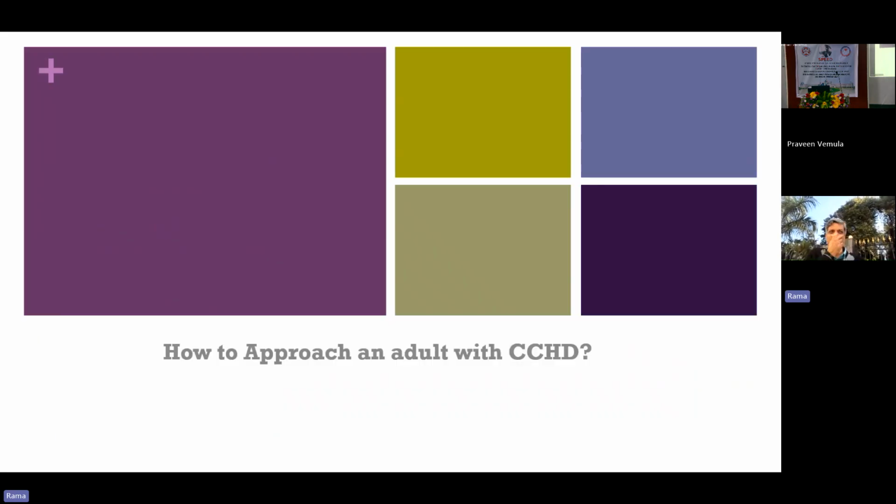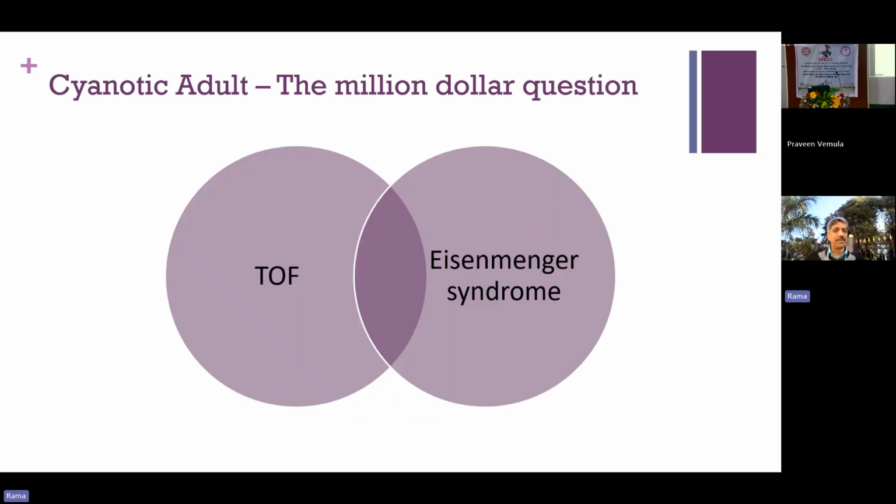So, how do you approach an adult with cyanotic congenital heart disease? It starts from the history, as typically you encounter in a case. So, how are you going to approach it from history? The million dollar question is whether it is going to be a tetralogy physiology or is it going to be Eisenmenger syndrome? That is the primary question that we are going to answer.